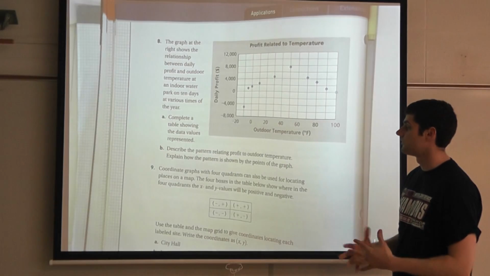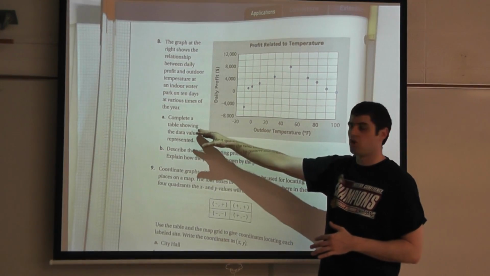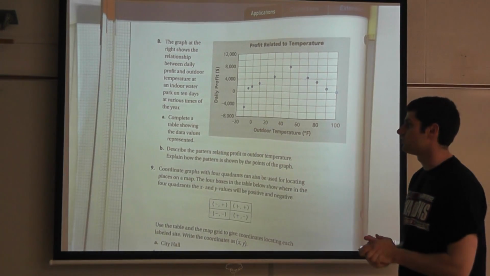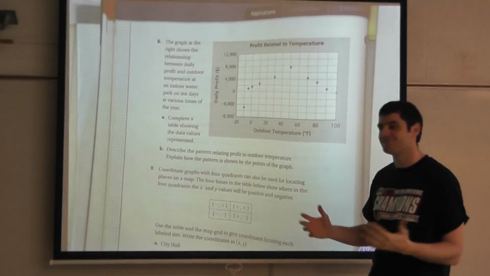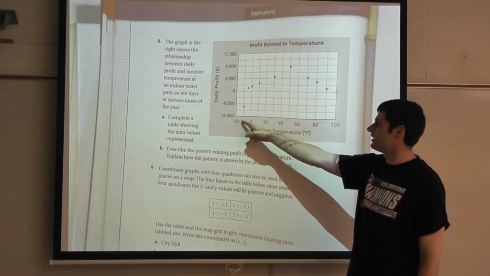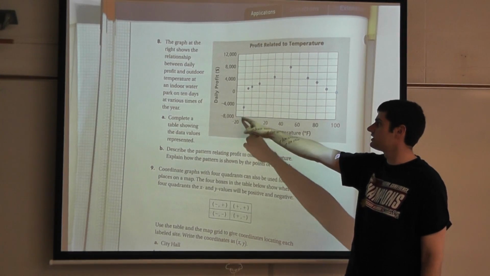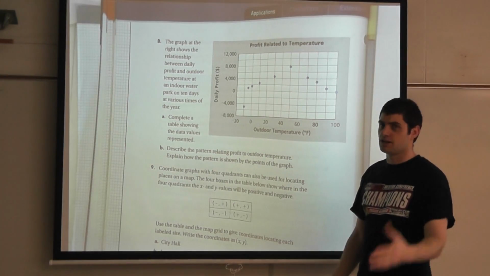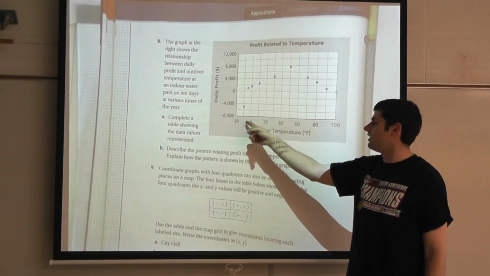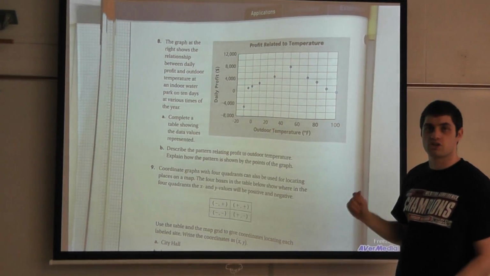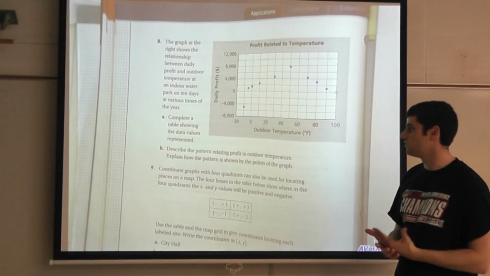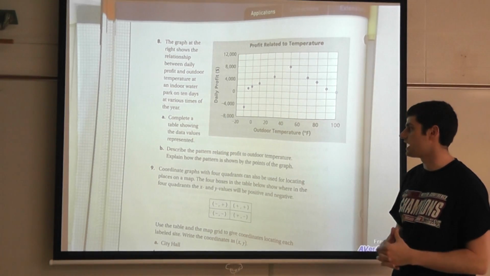Here is what you are going to do at home. You're going to complete a table showing the data values represented, similar to how we did here. We said negative 10 degrees equals negative 5,000. I already gave you the first one right there. Then I want you to chart and table the rest of the information from this graph and see what ideas you get from looking at it.